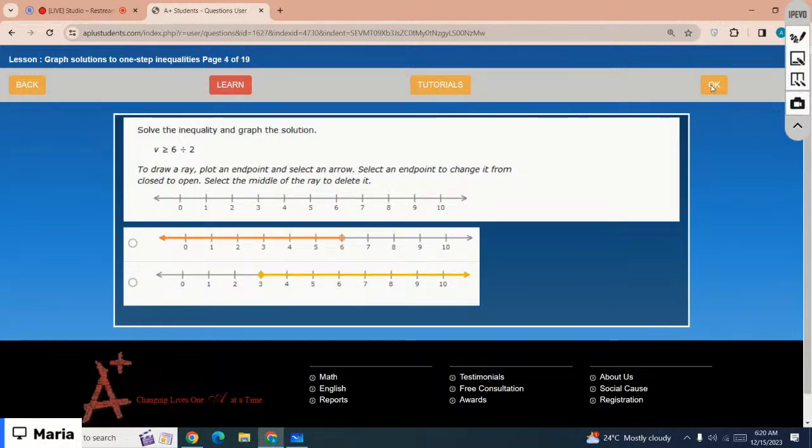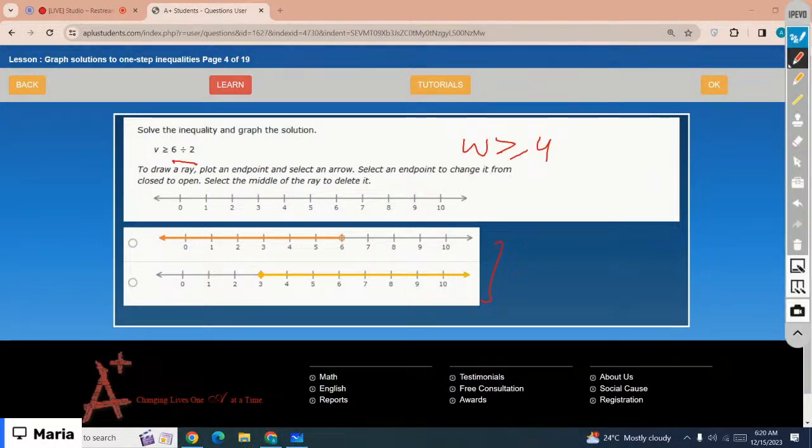Okay, solve the inequality and graph the solution. V is greater than 6 divided by 2. So 6 divided by 2 equals 3, right? So that means the inequality is V is greater than or equal to 3. Which is the correct option, option 1 or option 2? V is greater than or equal to 3. That means all the numbers that are greater than 3, and 3 is also included in the solution, right? So option number 2 is the correct option.